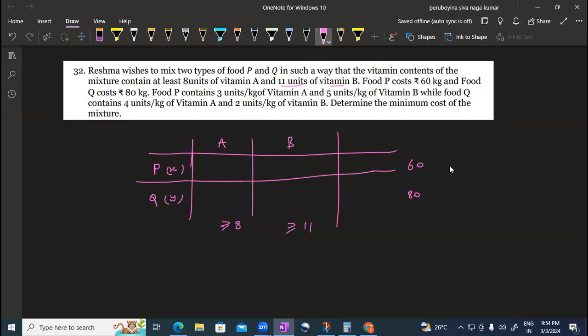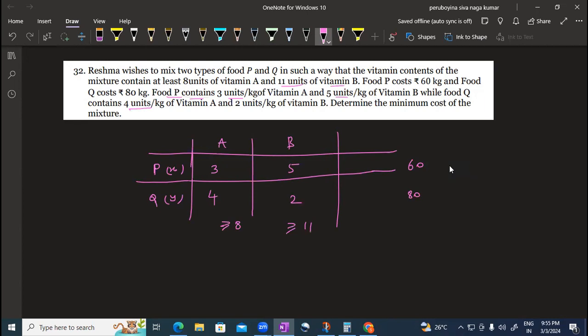Food P contains 3 units of vitamin A and 5 units of vitamin B, while food Q contains 4 units of vitamin A and 2 units of vitamin B. Determine the minimum cost of the mixture.